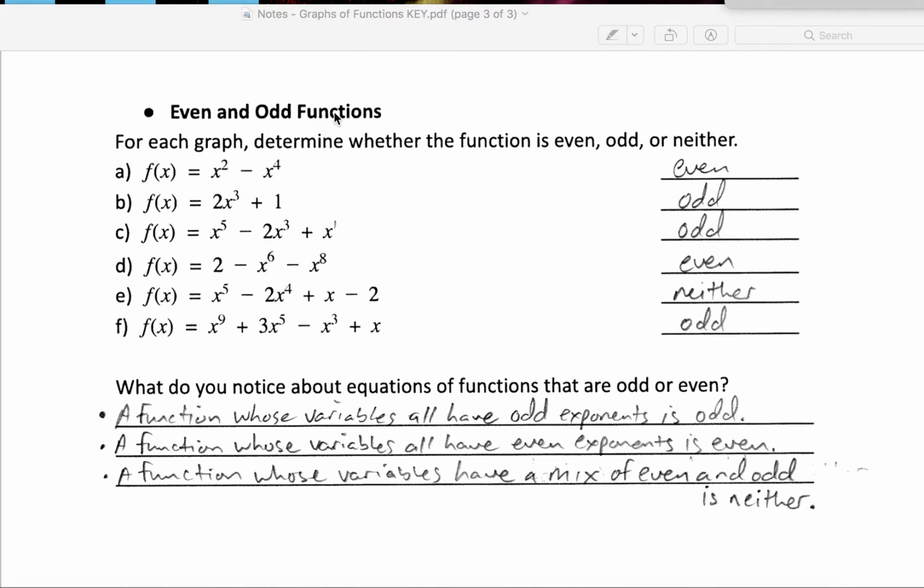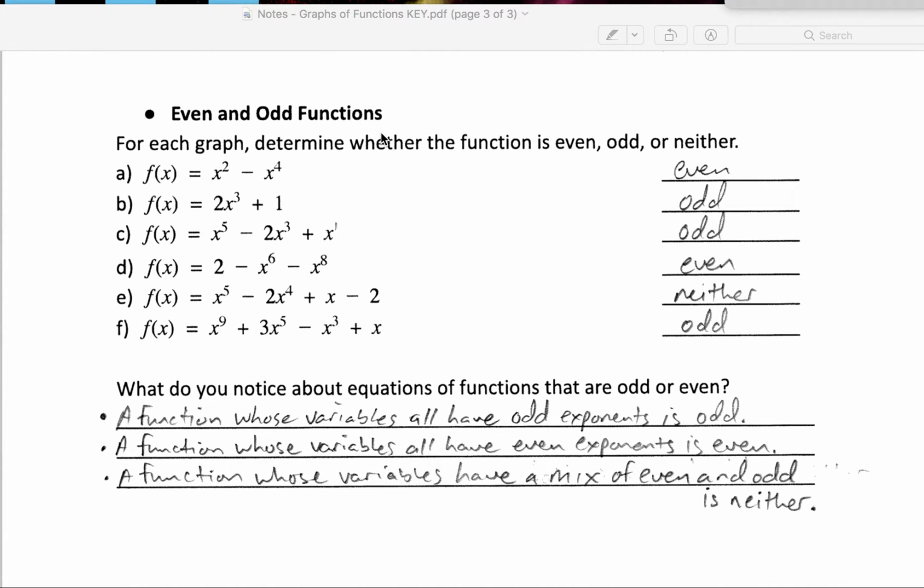One little trick with odd functions, trying to see that symmetry at the origin, if you actually take your graph or your pencil and put it on your graph at the origin and spin it, one half of your graph will spin to line up with the other half of the graph. So ask me in class if you want to see a visual of that.